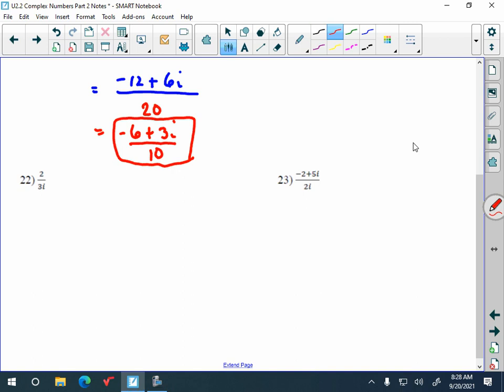All right, so 22, the conjugate of 3i is negative 3i. All right, so multiplying across, 2 times negative 3i is negative 6i. On the bottom, 3i times negative 3i is negative 9i squared. All right, so i squared is negative 1 times negative 9 changes to a plus 9 on the bottom.